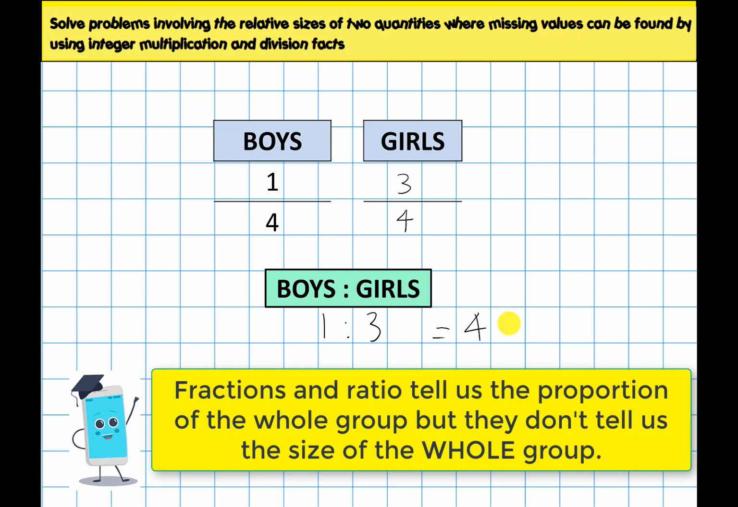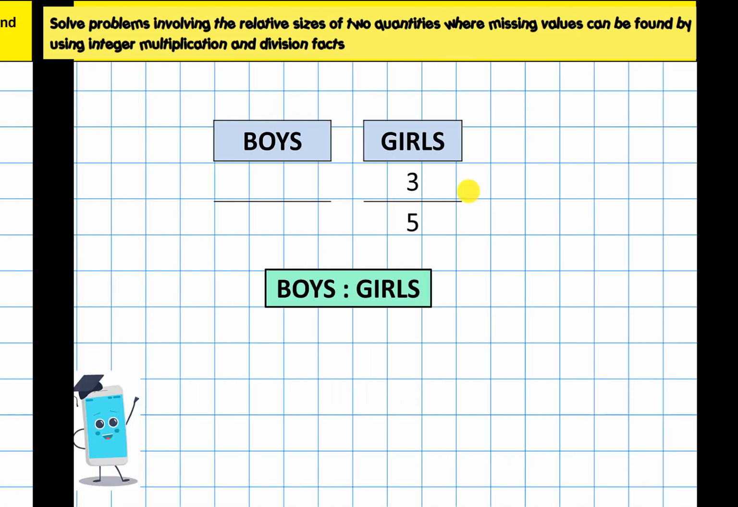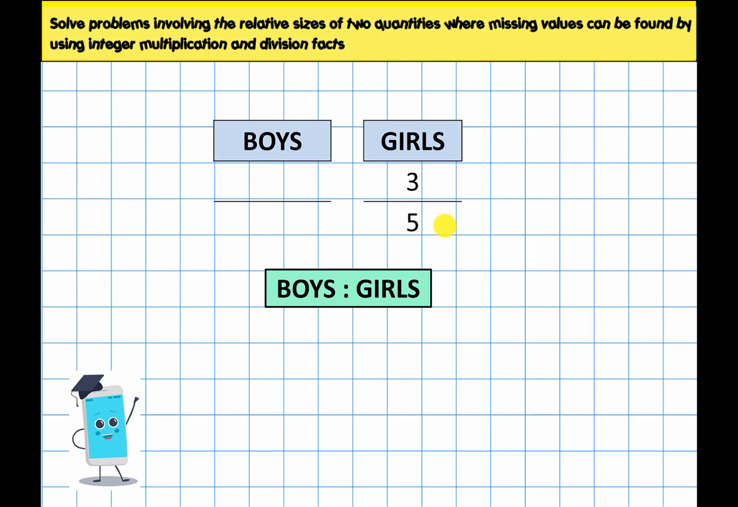Let's have a go at looking at another scenario. In this group, 3 out of 5 are girls. So if 3/5 are girls, what fraction would be boys? If 3 out of the 5 are girls, then 2 out of the 5 are boys. And if I was to write this as a ratio, because I can compare these as they have the same denominator, I can simply write the numerator. For every 2 boys, there are 3 girls.